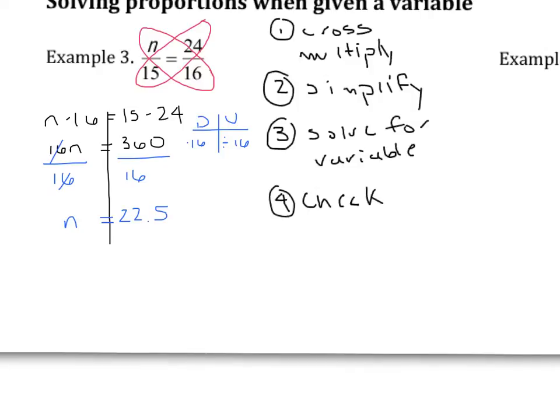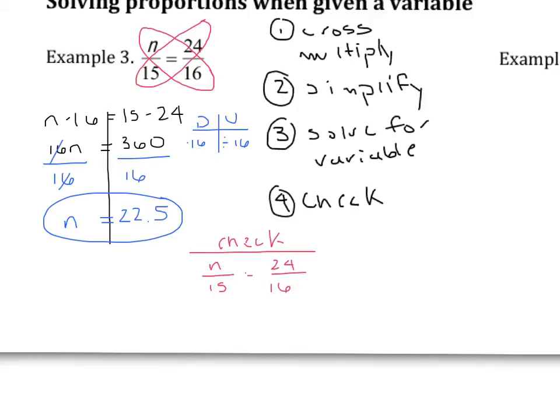Okay, so we think n equals 22.5. Let's check, and here's how we can check. And check is really important because it can help us make sure that we have the correct answer. Our first fraction, originally we had n over 15 equals 24 over 16. And what I'm going to do is put 22.5 in for n. So 22.5 over 15, does that equal 24 over 16?